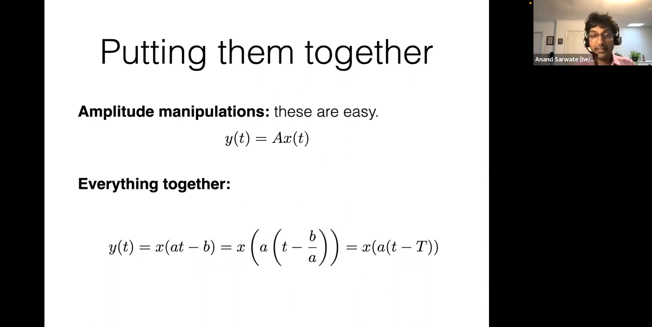So if we want to put them all together, we can get a general transformation. If we also include a gain term a, just multiplying by a constant, and we put those things together, we get a x of at minus b. You're going to be stretching or squishing by the factor a, then you're going to be delaying by a factor b. And so the way to think about this is that there's an order of operations. When I write at minus b, that b is being measured with respect to the way that time is measured in the at time scale. So you have to be a little bit careful.